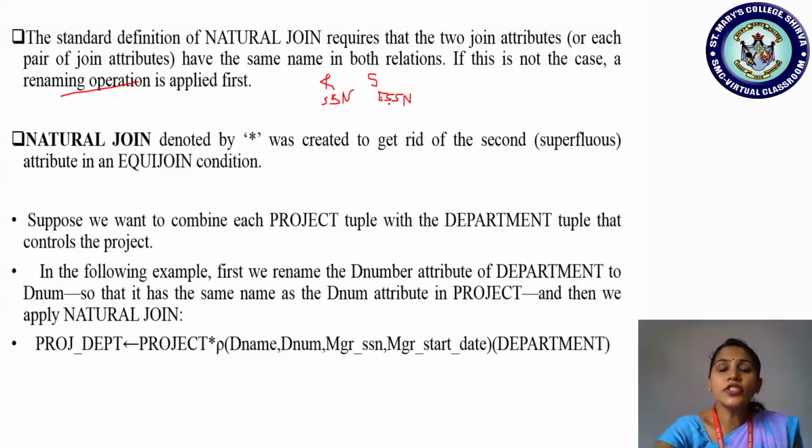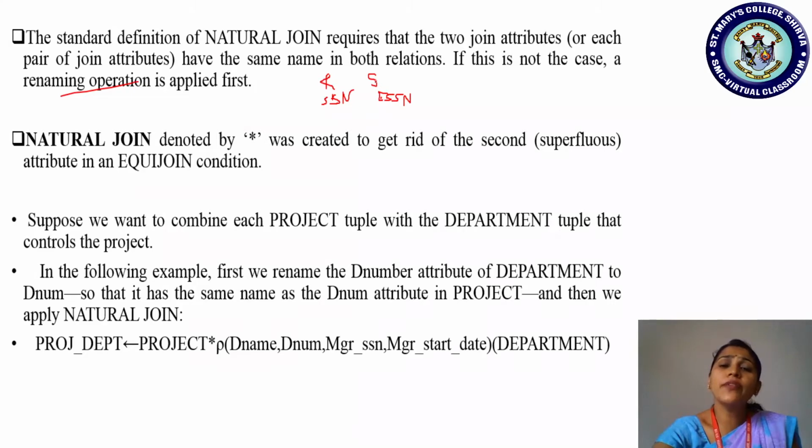But in natural join, the rule is that whichever attributes we are using to join, for example, in relation R it is SSN and in relation S it is ESSN, when natural join has to be applied, the attribute names in both relations should be the same, common. For example, if in relation R it is SSN, in relation S also it should be SSN. Only then can natural join be applied.